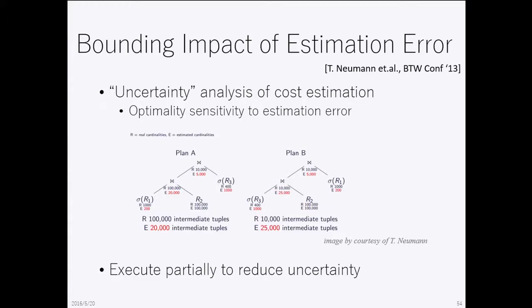So there is another interesting research. This is also a theoretical approach to improving plan selection accuracy. In this work, the uncertainty of cost estimation is analyzed. For example, a cost estimation error in the base relation of the join tree will be amplified and results in a large cost estimation error in the entire plan. So the optimality of plan selection is very sensitive to this kind of error.